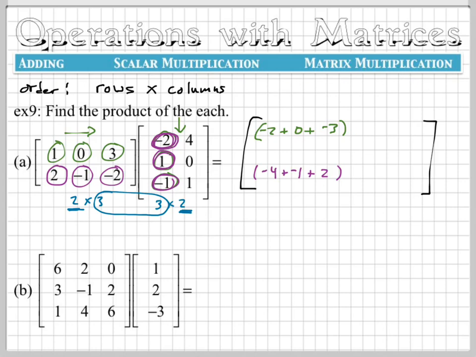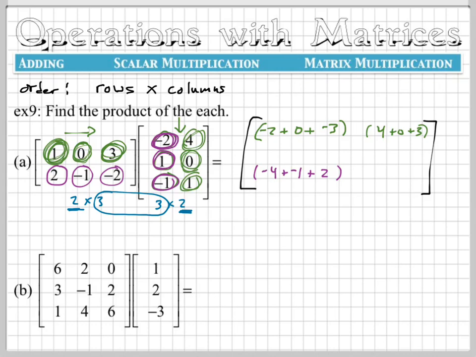Okay, so now we're going to come up with this number right here. Now we're going to go 1 times 4, because now we're in the second column. So 1 times 4 is 4. And then we have 0 times 0, and 0 times 0 is just 0. And then we have 3 times 1, and 3 times 1 is 3. So we're adding 3 to it.